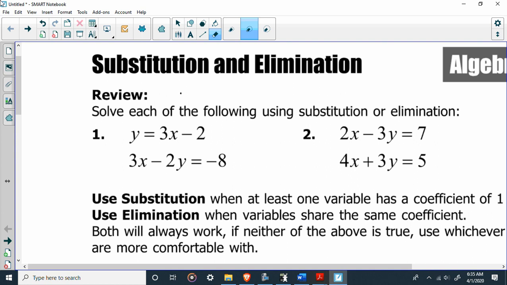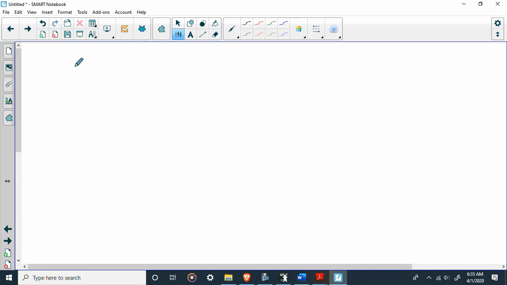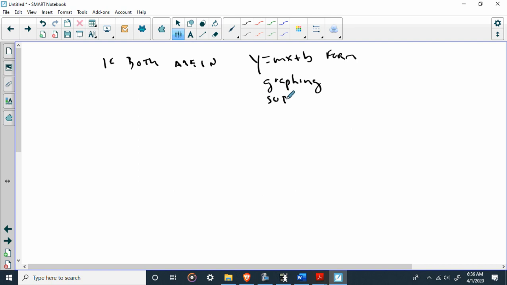General rules of thumb, okay? If both are in y equals mx plus b form, okay? If both of them are in slope-intercept form, any of your 3 methods will work, okay? Graphing, great, right? The only drawback to graphing is if you have fractional answers, right? Substitution, sure. If they're both equal to y, they're both equal to each other, so you just set them equal to each other. And believe it or not, we can use elimination.